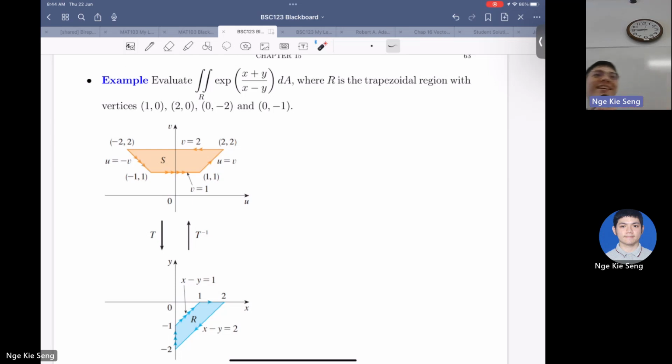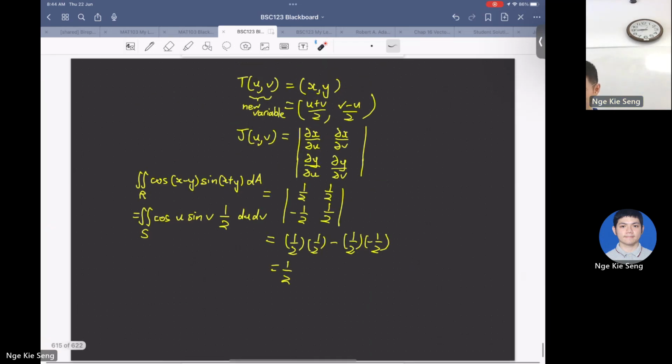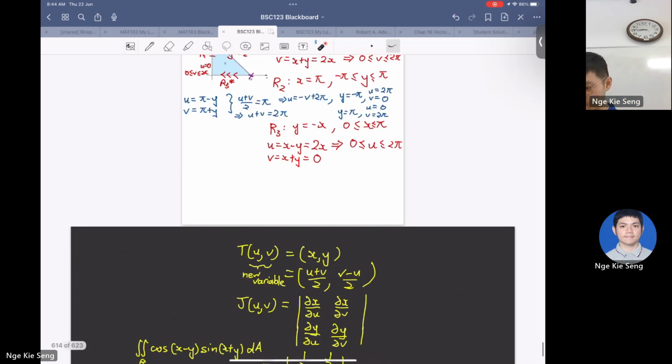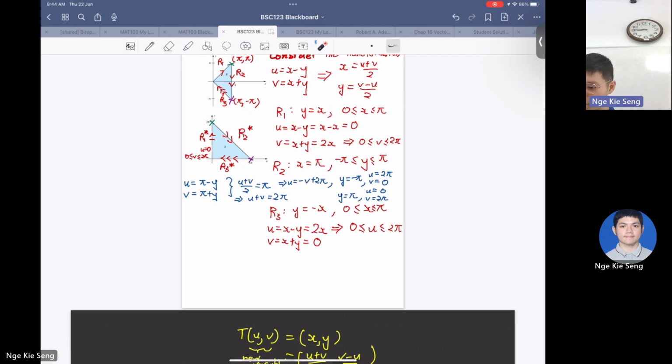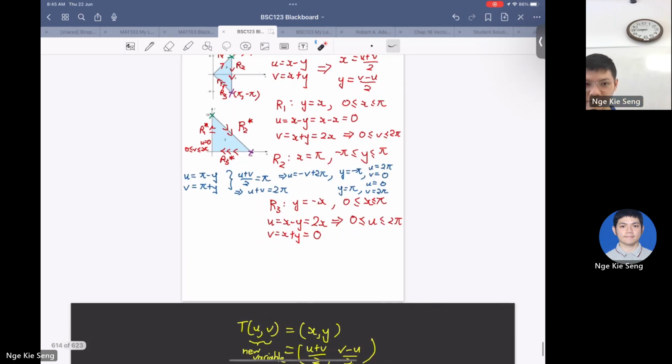Oh, we haven't computed the integral yet, right? Excited to go to another example. So how to do the integral? We already determined the Jacobian, and we already determined the domain change, right? So now we need to do the integral. How to do the integral?